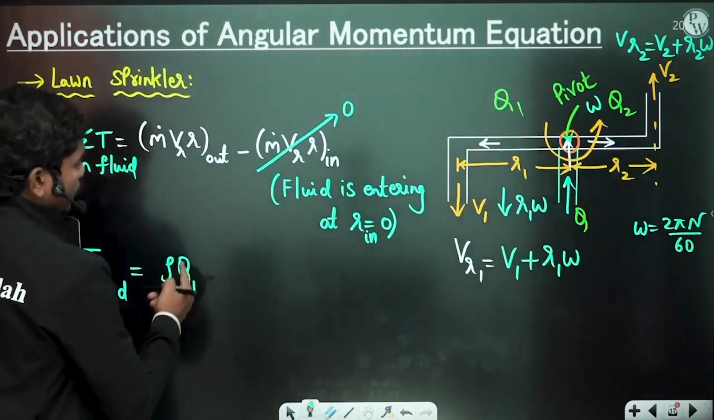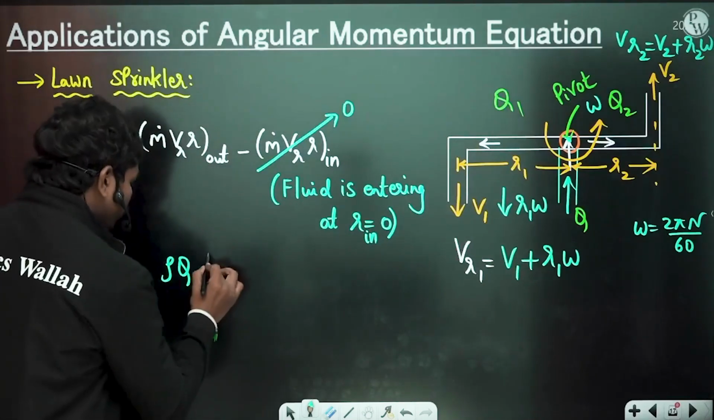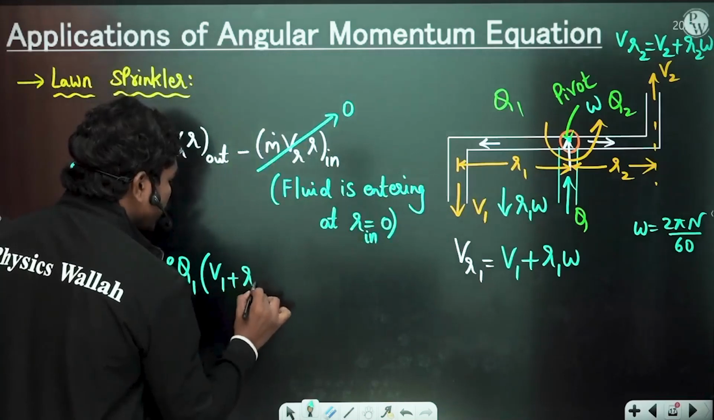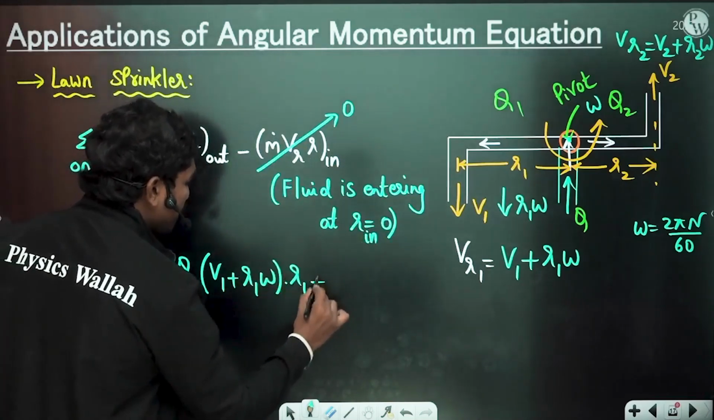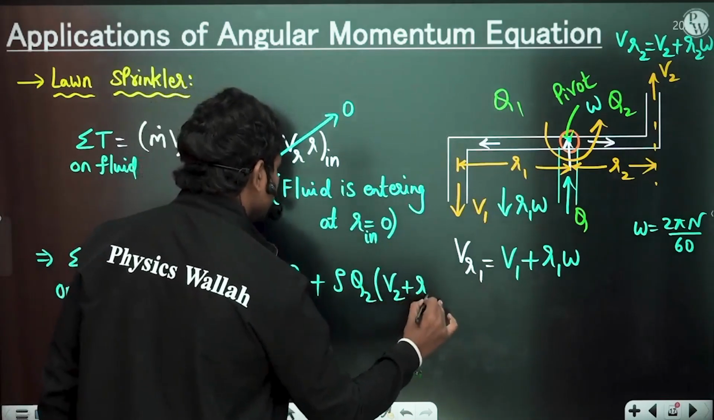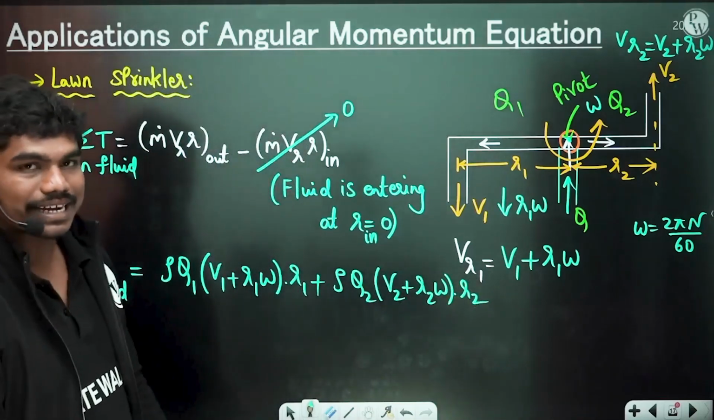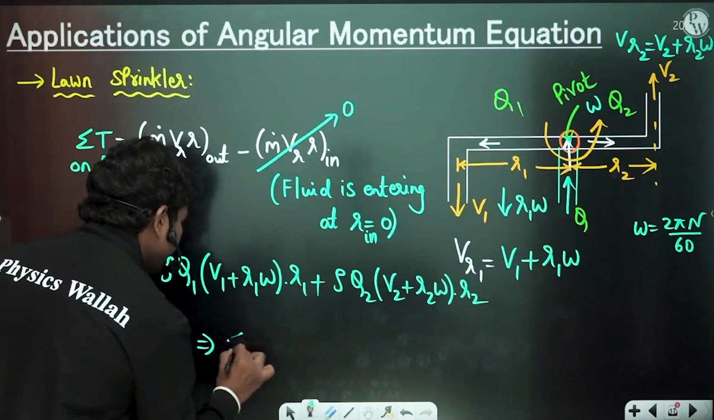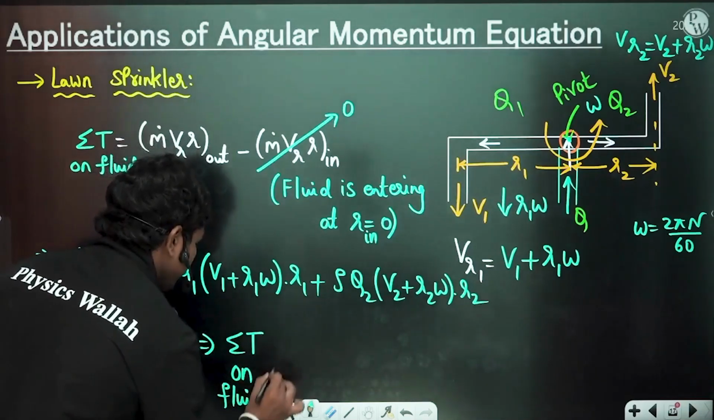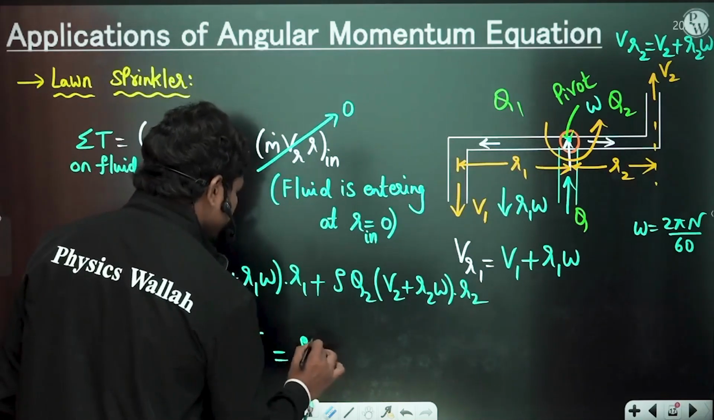Therefore, the flow Q1 at the outlet is split into two parts. So we have rho Q1 times the relative velocity of the first part, V1 plus R1 omega, into R1, plus rho Q2 times V2 plus R2 omega times R2. This is the net torque which is acting in this case. So the net torque on the fluid is equal to rho, if you take, okay, if you write normally, no issue.